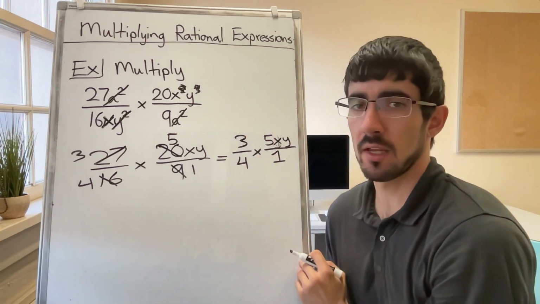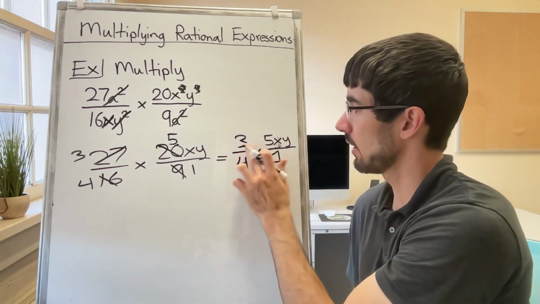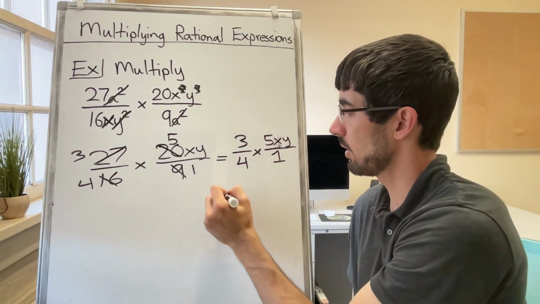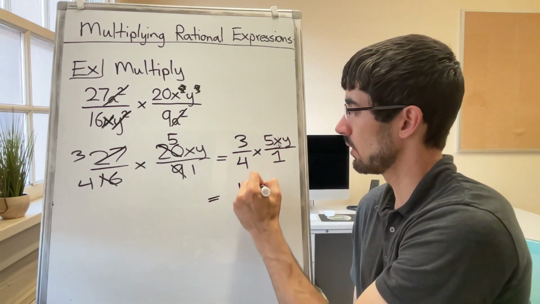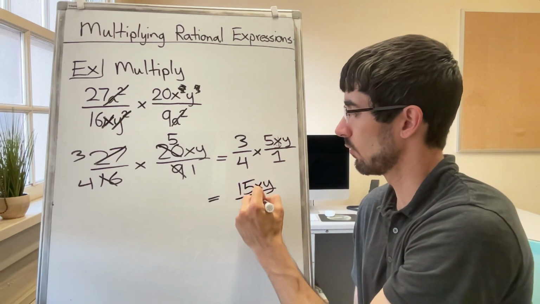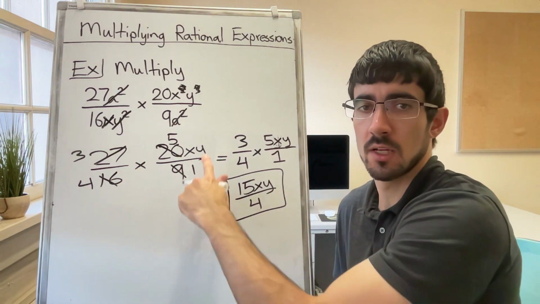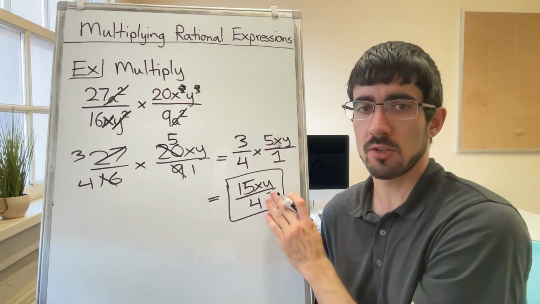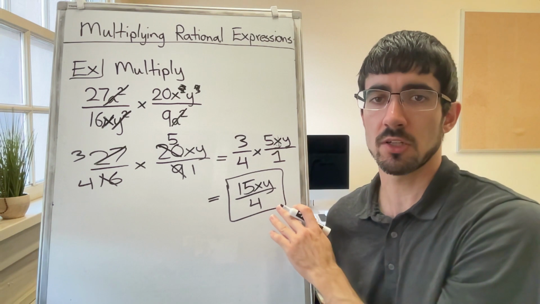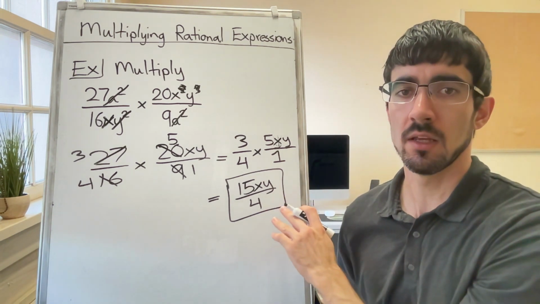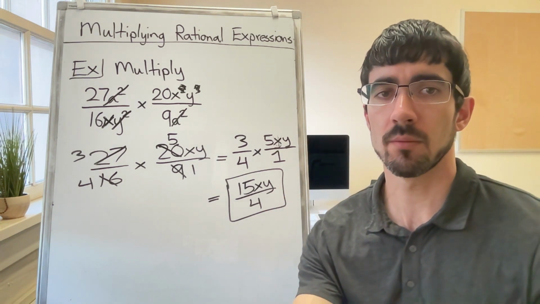It looks like we've divided or simplified everything possible, so let's multiply across numerators and denominators to get our final result, which is 15xy over 4. If we're careful to do all the division of common factors before the multiplication, I should not need to simplify this expression at all. It's fully simplified, 15xy over 4.